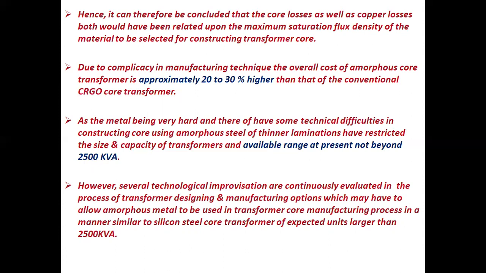However, severe technological improvisation are continuously evaluated in the process of transformer designing and manufacturing options which may have to allow amorphous metal to be used in transformer core manufacturing process in a manner similar to silicon steel core transformer of expected units larger than 2500 kVA.